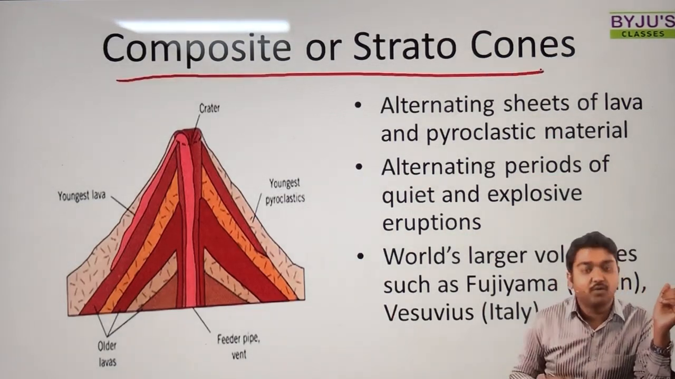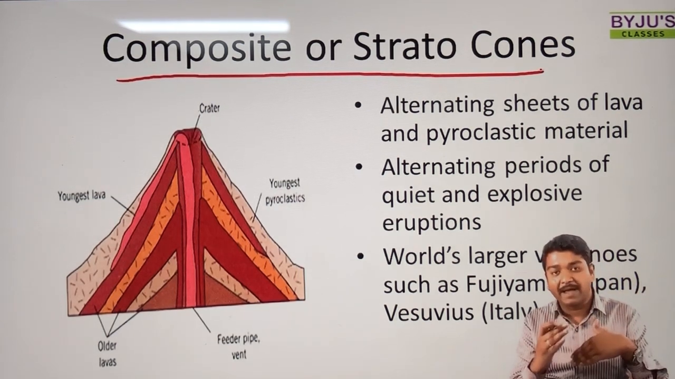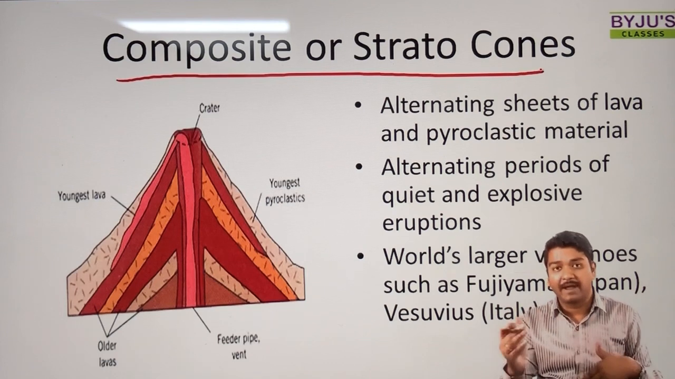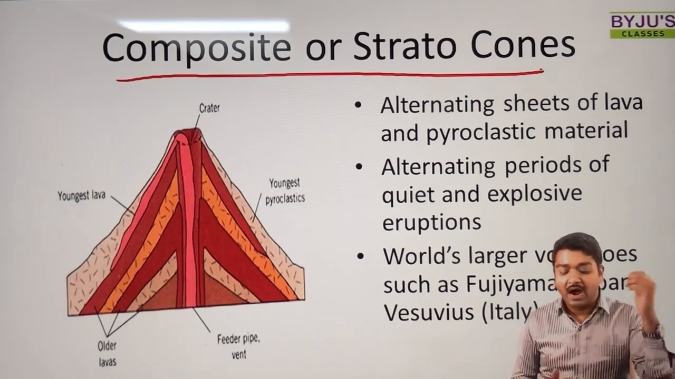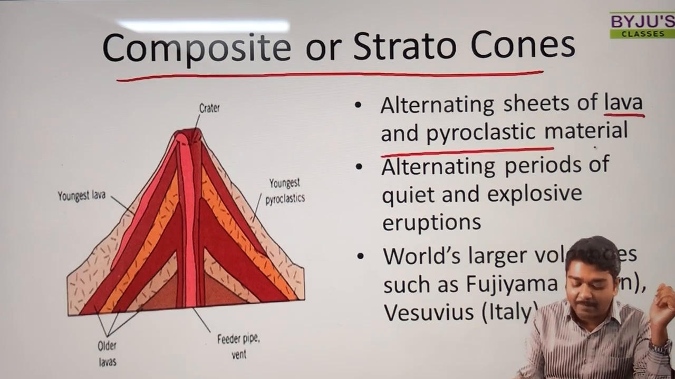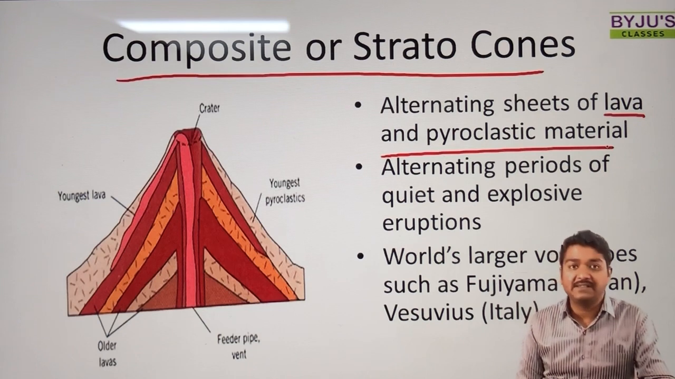Composite or stratocones. What does it mean? See, in one layer you have ash, another layer magma, another layer ash, another layer magma. So this is actually known as composite or stratocones: alternating sheets of lava and pyroclastic materials, and these are most commonly seen.